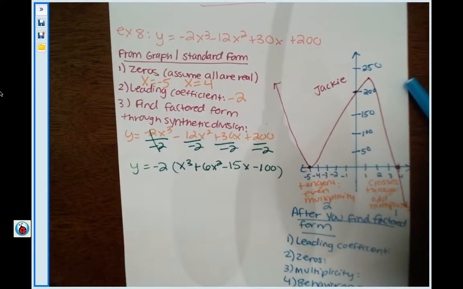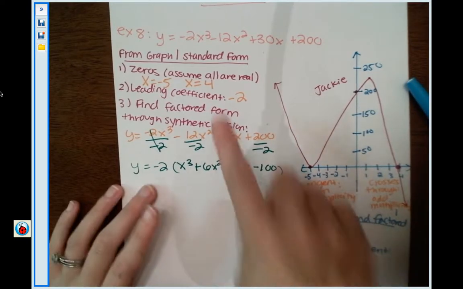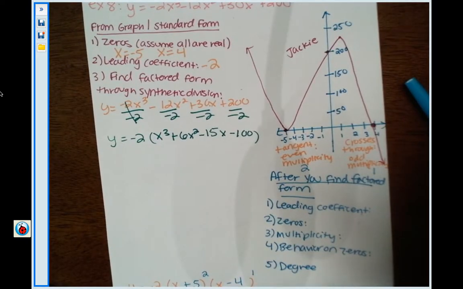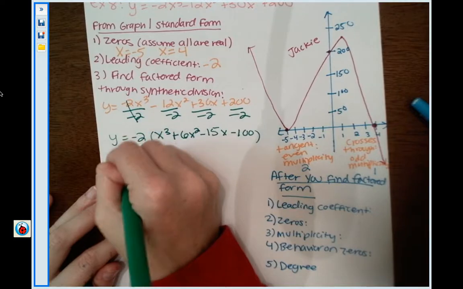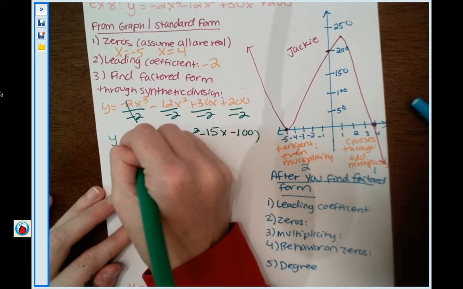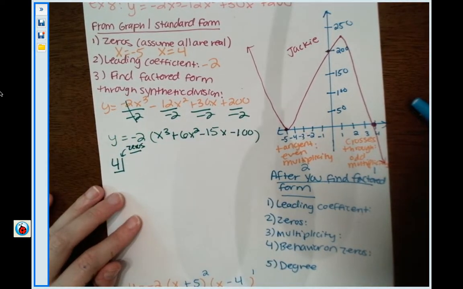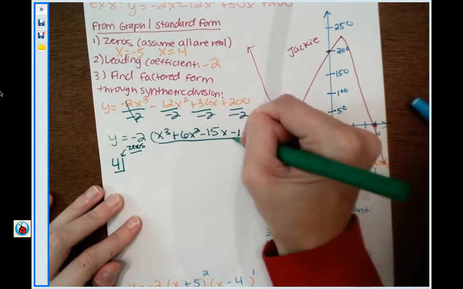Okay, it does not matter which one you put in there. I'm going to start with 4. Might as well, right? Okay, so I'm going to start with 4 in my little boxy. So again, in the box, we put our zeros. That's what goes in the box. Alright, and I'm going to do synthetic division with this right here.